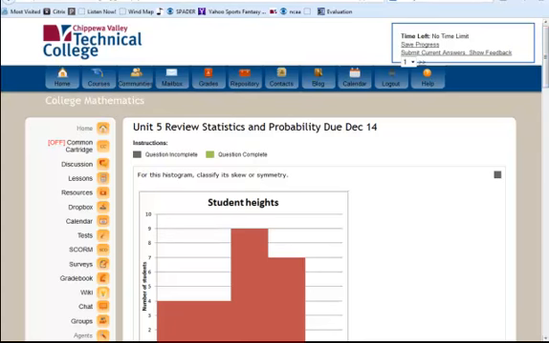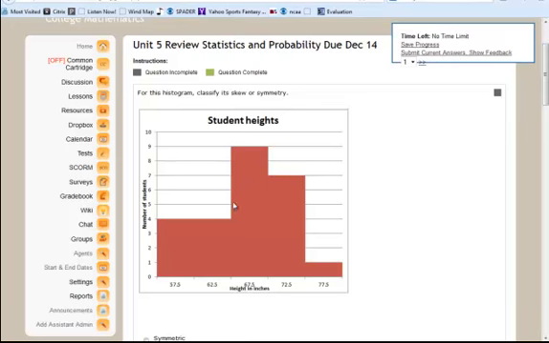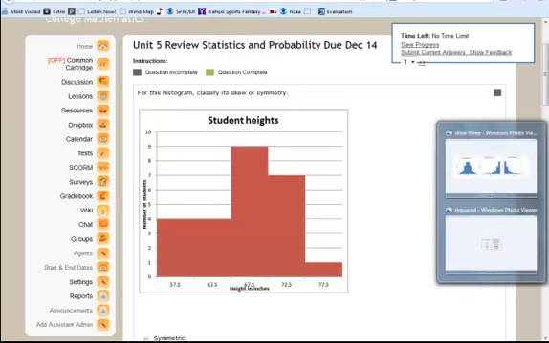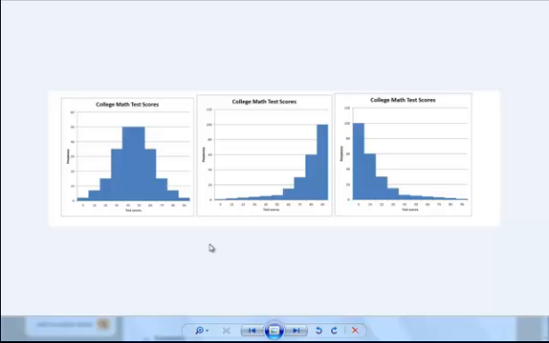In the review for Unit 5, the first question asks for a histogram, and if you notice, this is a histogram because the horizontal axis is numbers in order and the vertical axis is frequency in order. They talk about skew. This chart comes from your textbook.